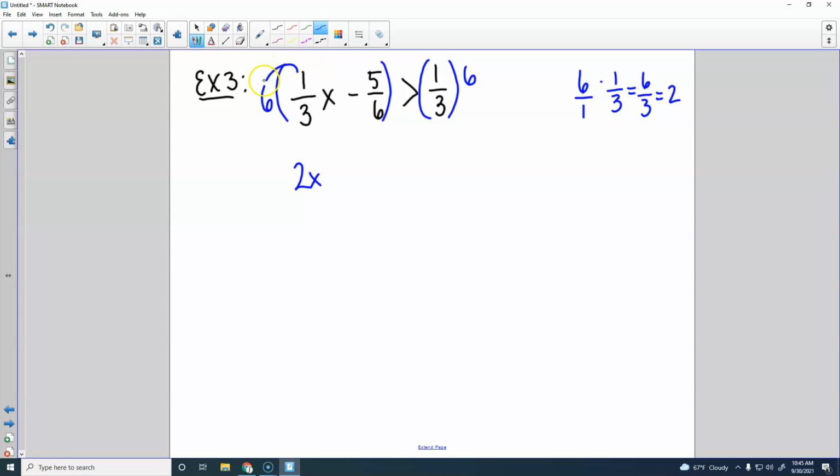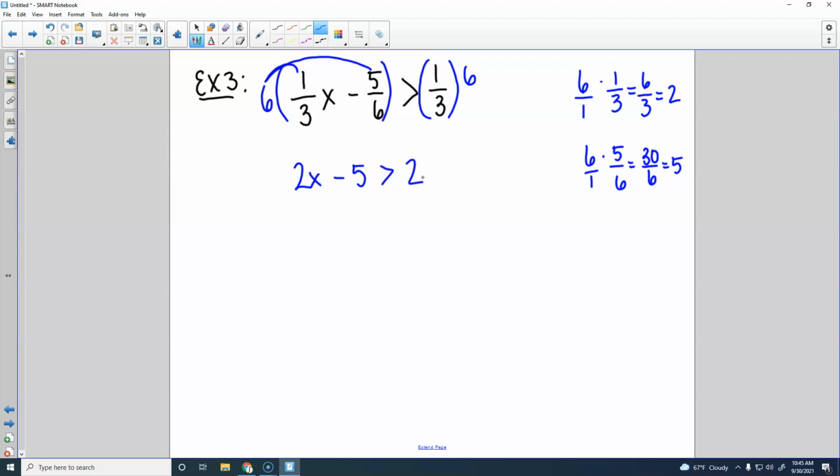Yeah. We're going to do the same thing here with 6 times 5. That is 6 over 1, so it's 30 divided by 6, which is 5. Minus 5. Greater than, I've already done 6 times 1/3. I did that right here, right? So I'm going to get 2 right here.